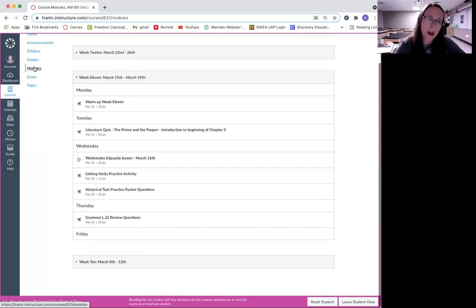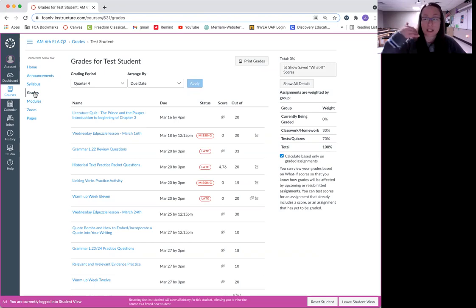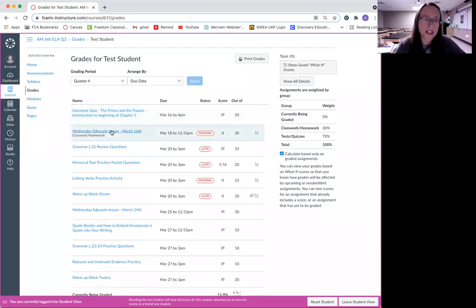Let's go back to grades. And again, grades are in the top left-hand corner. Again, modules is where we go to work on the assignments. Grades is where we go to see the receipts or see what we already turned in. So if you see a no preview available, again, that is because your student is missing that assignment.